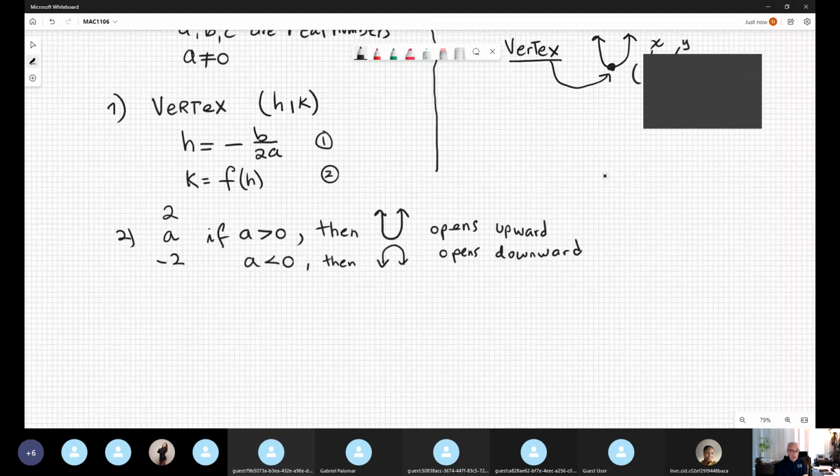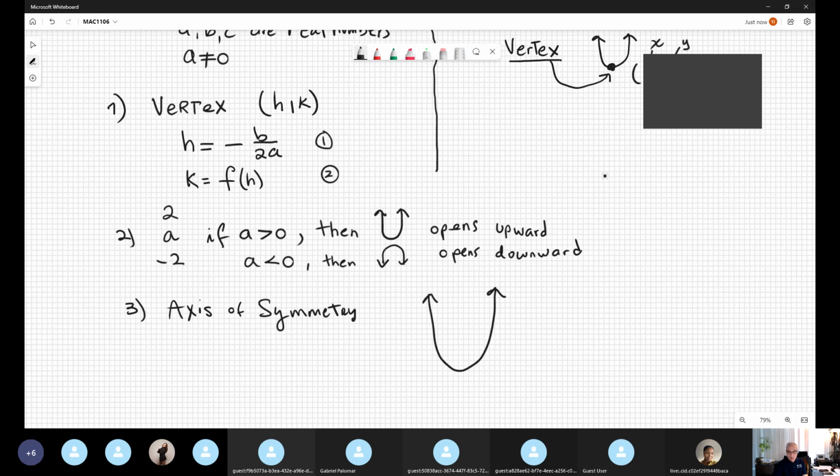Okay. Now another important thing that we analyze in any example is the axis of symmetry. What is that? Well, it's a parabola. It doesn't matter if it opens up or opens down. The axis of symmetry is always a vertical line passing through the vertex. And this splits the parabola into equal parts. That is the reason it's symmetry.